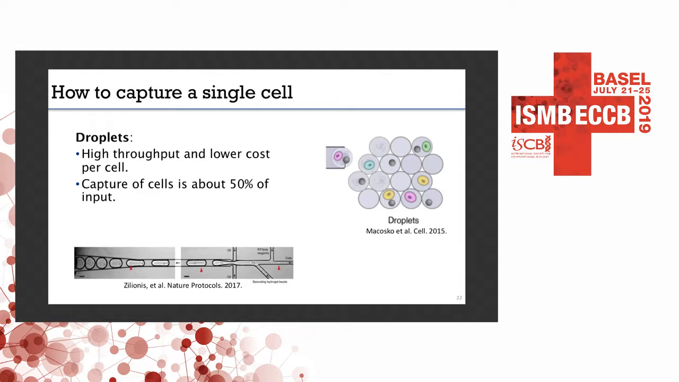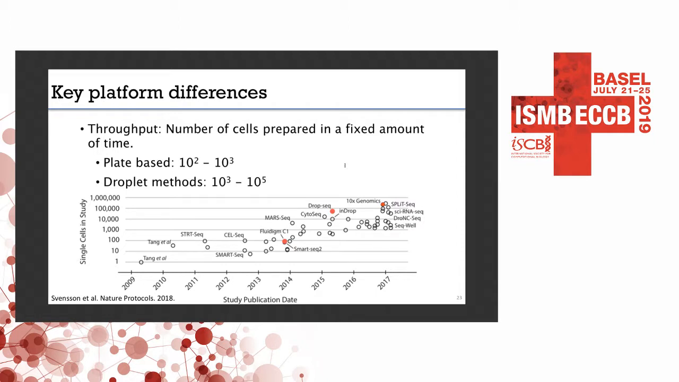Can you imagine you can just flow the cells quickly all into one tube? There's no need to have a physical location. And when you do this, you can get tens of thousands of cells in a given run. Okay, so here's again the throughput for the plate-based. You're going to get hundreds, maybe thousands of cells. Droplet, you're going to get 10,000s to hundreds of thousands at a single point in time.